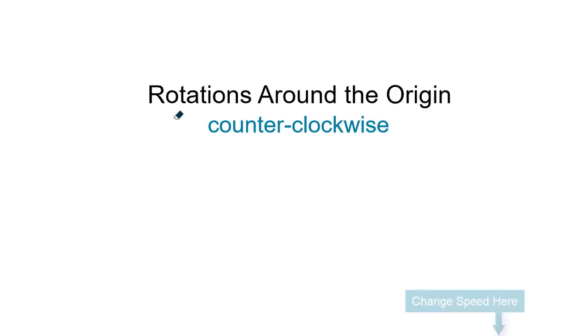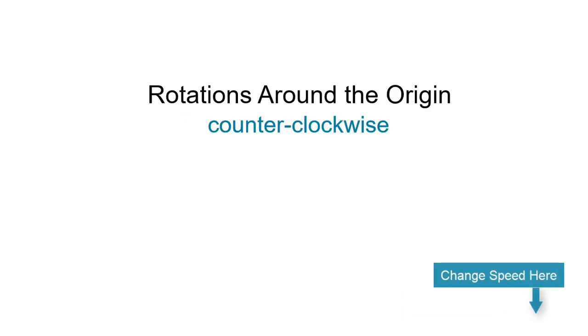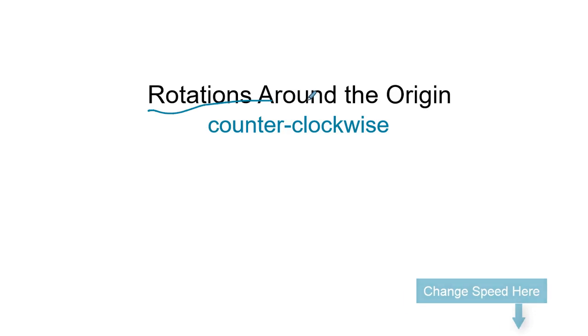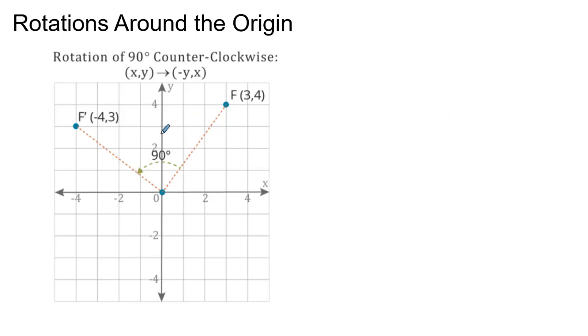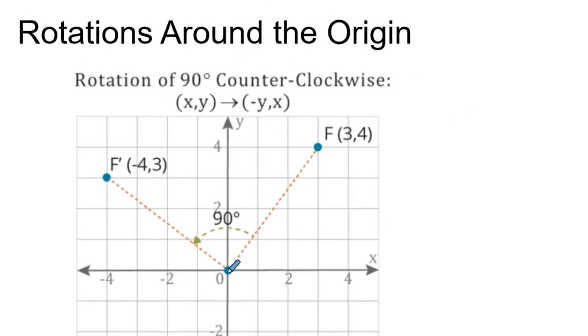Hey guys, we are going to bust out some rotations around the origin when going counterclockwise. The whole idea with this is that anytime you are going around the origin, there's some special rules that you can use to make this a pretty fast process to rotate a point, a figure, an image around the origin, okay? And it only works for 90, 180, 270 and 360 degrees. So what are those rules?